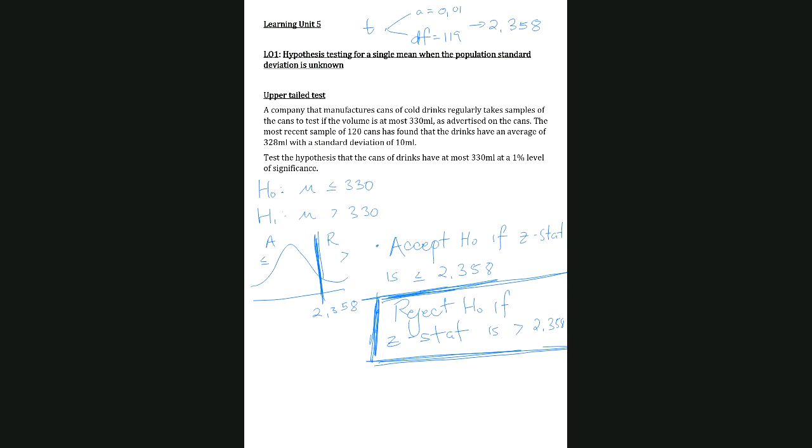Okay, so we know your region of acceptance and rejection. Now to calculate your Z statistic, which remember for a mean is calculated as x bar minus mu over the standard deviation over the root of n. Your x bar we said was 328, minus your mu, which is the population figure, 330. This is over your standard deviation, which was 10, over the root of n, which was 120. So this would give you a Z value of minus 0.89.